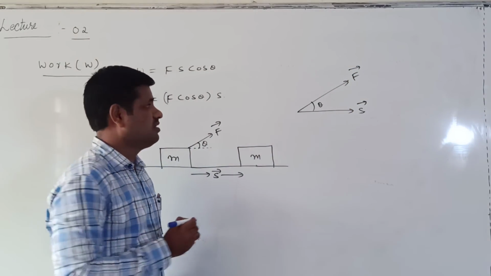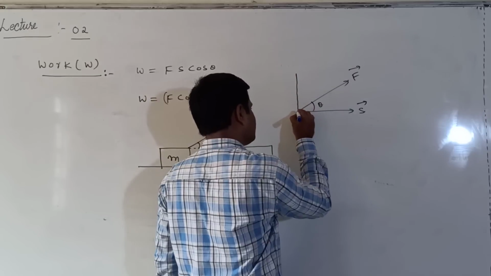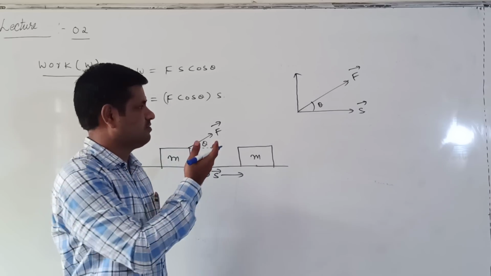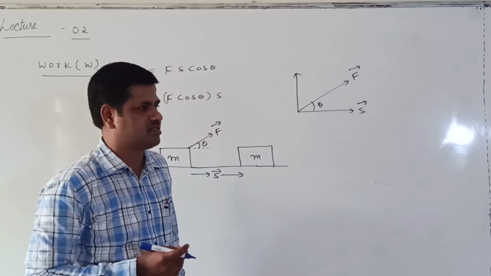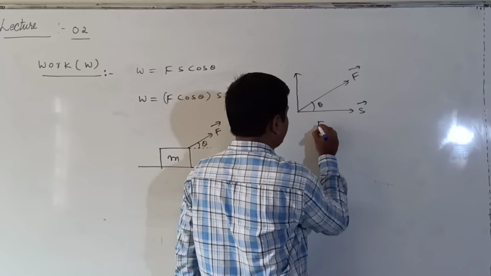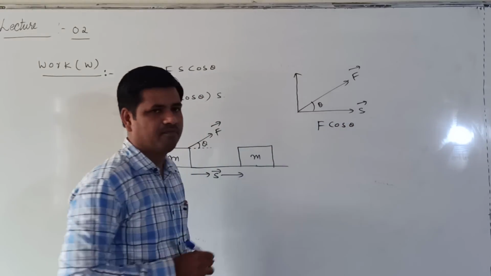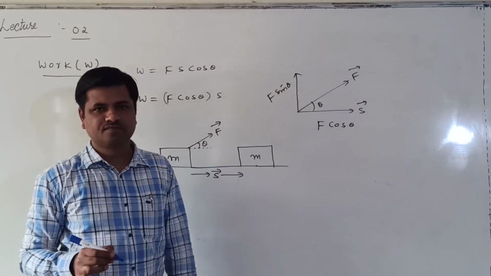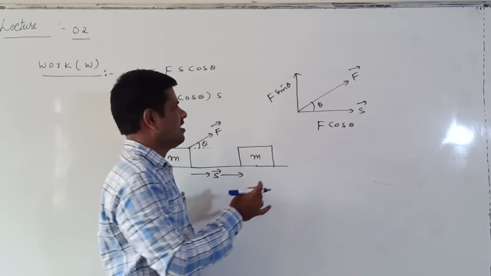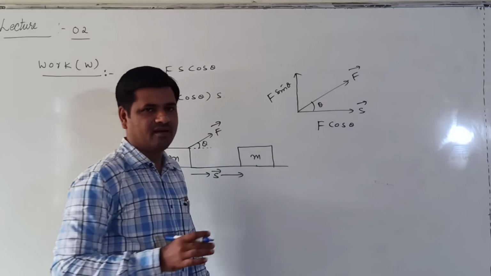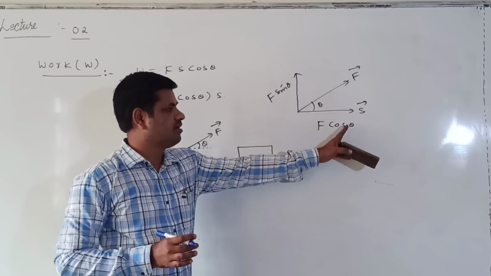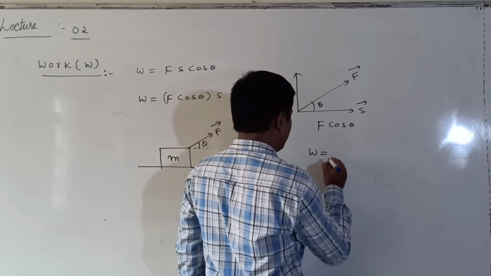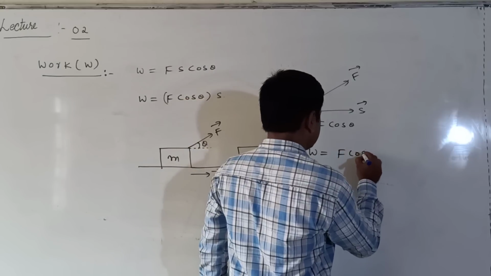Right, clear? Now this F bar I am dividing into two components. The vector is resolving into two components. This is F cos theta, and this is called F sin theta. We are dividing the force into two components. Now from this, we are using this formula. How do we define the work done? This is F cos theta into S.